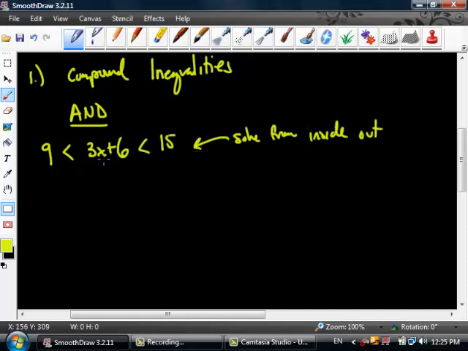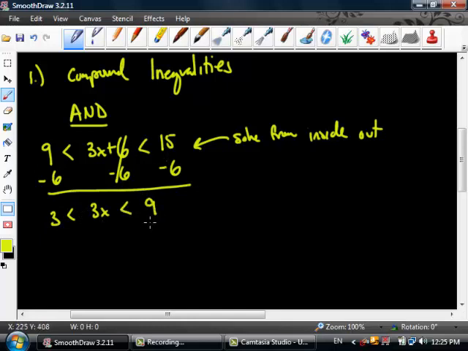All right? So, rather than subtracting 6 from just one side, I have to subtract 6 from the 15 side, and I also have to subtract 6 from the 9 side, because I'm solving from the inside out. 9 minus 6 is 3, which is less than 3x, which is less than 15 minus 6, which is 9. So now all I have to do is divide by 3 on all 3 counts. And the way we say this is x is in between 1 and 3. All right, and that is my inequality.